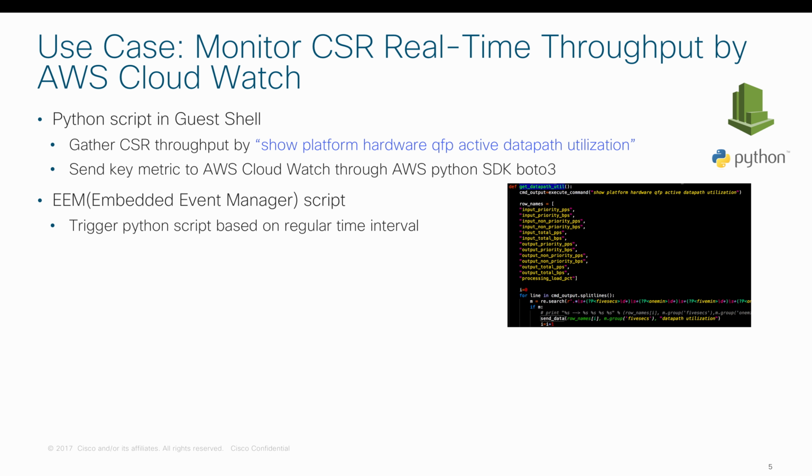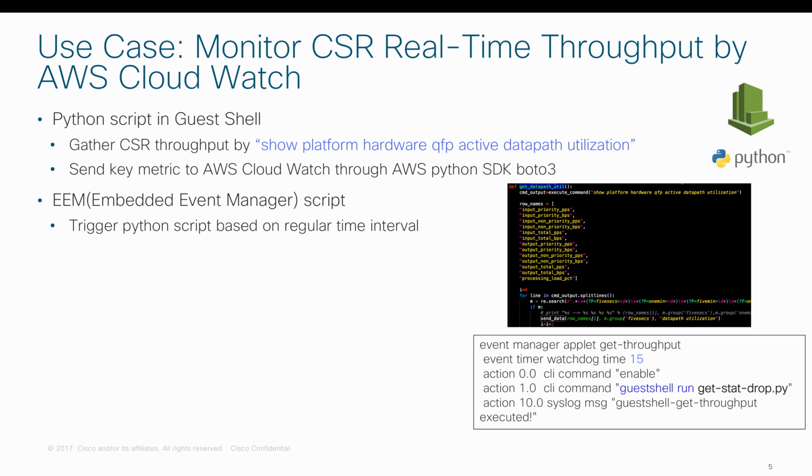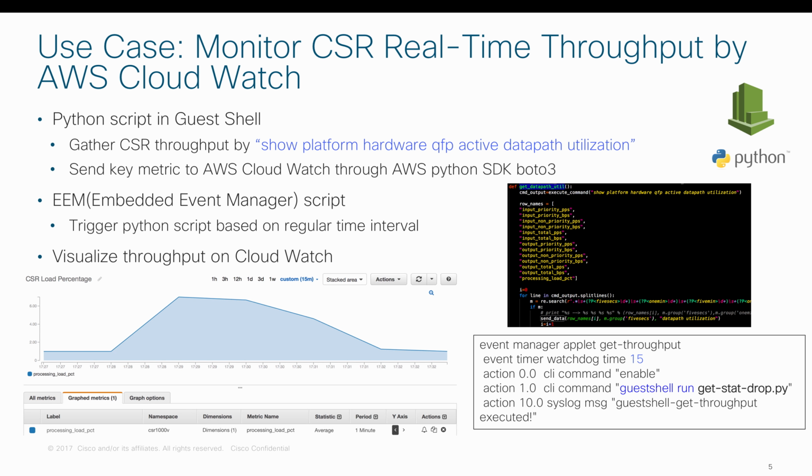EEM script, which will trigger the Python at a regular time interval, because the script will only be executed once. If you want some cron-type job, you need to use an EEM script to trigger the Python. Something like this. You have an event manager, and the watchdog time 15 really means every 15 seconds it's going to trigger this Python script, which will just do enable and a GuestShell run. That's the Python script in the GuestShell. And then you can visualize the throughput on your CloudWatch.